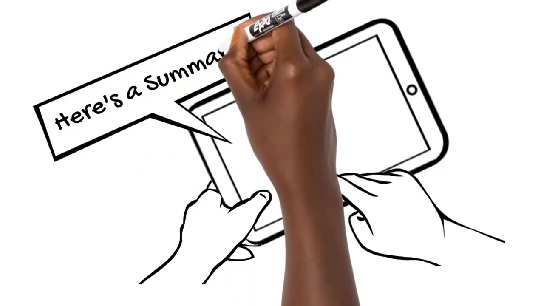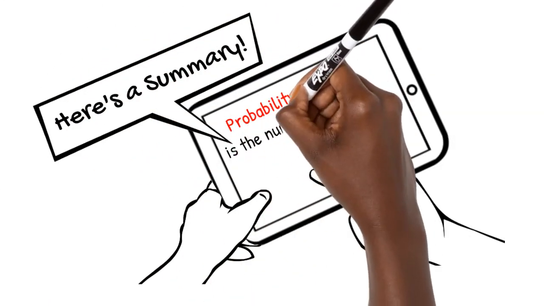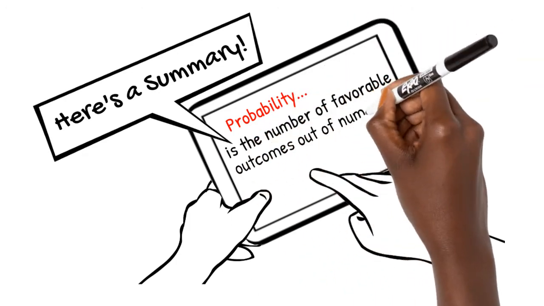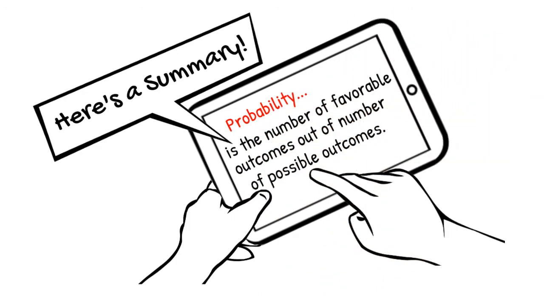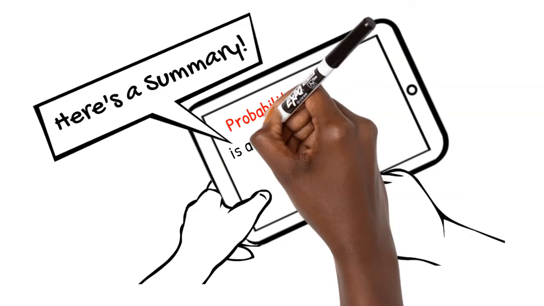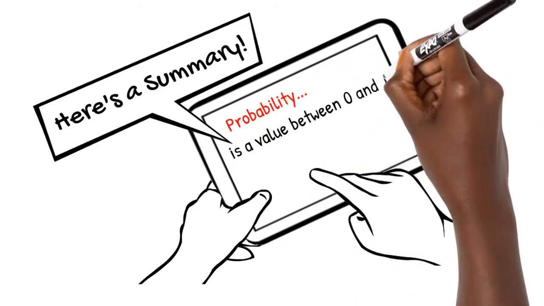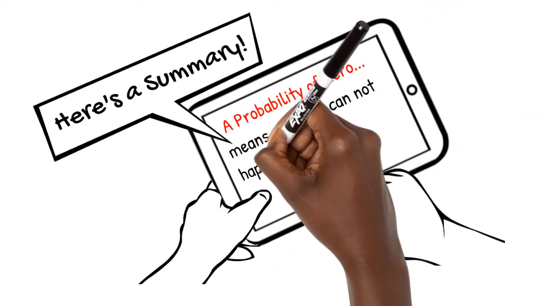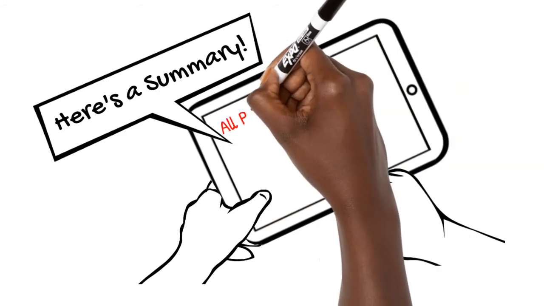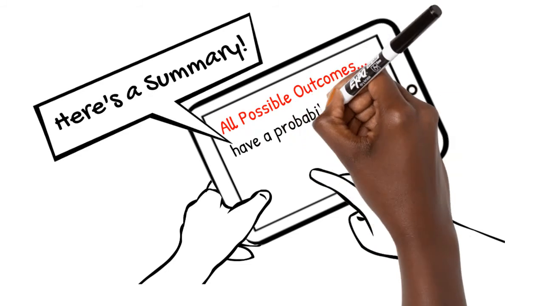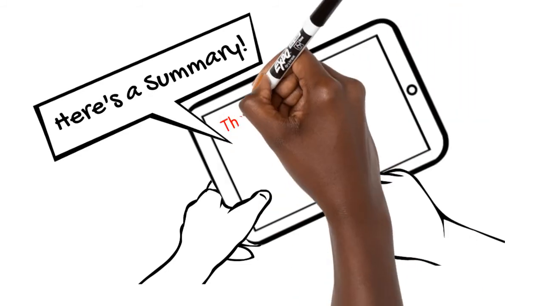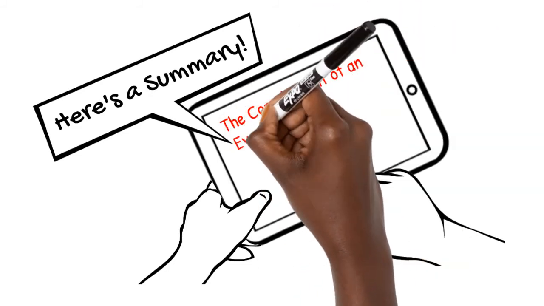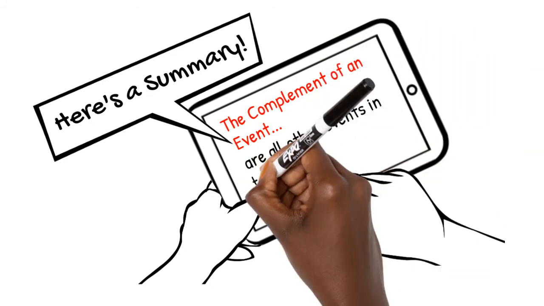Here's a summary of what we've learned. Probability is the number of favorable outcomes out of the number of possible outcomes. Probability is a number between 0 and 1. A probability of 0 means that an event cannot happen. All possible outcomes together have a probability of 1. The complement of an event are all other events in the sample.